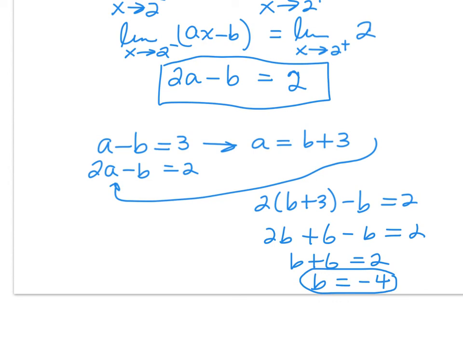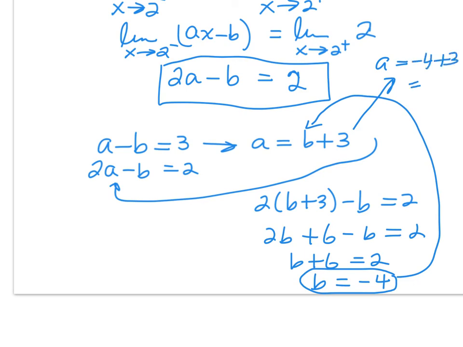Well, if b is negative 4, let me go back up here, we plug in negative 4 and we find a. a is negative 4 plus 3, which is negative 1.